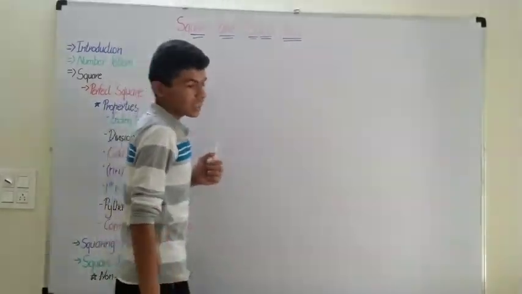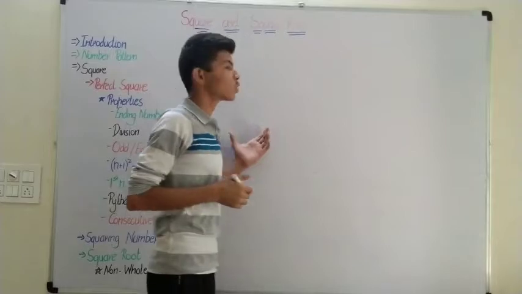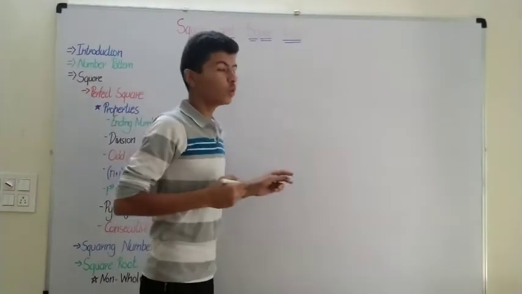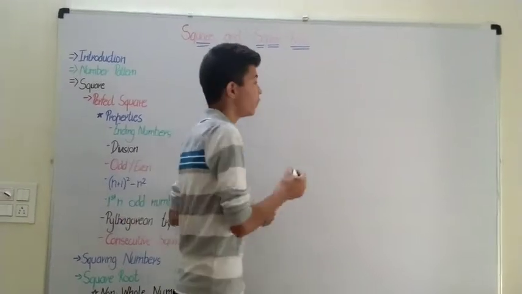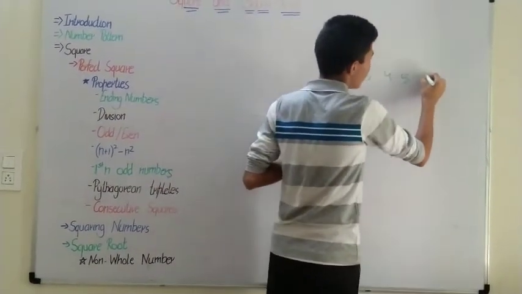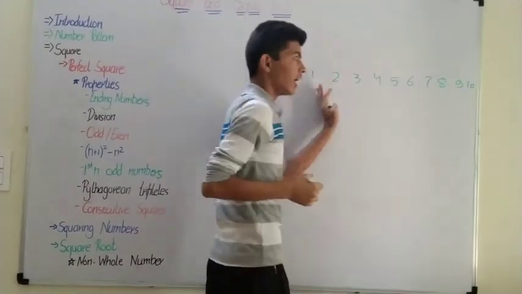Now let's learn about number patterns, and how we can obtain squares with the help of a number pattern. The simplest number pattern would be the number line: 1, 2, 3, 4, 5, 6, 7, 8, 9, 10 and so on.